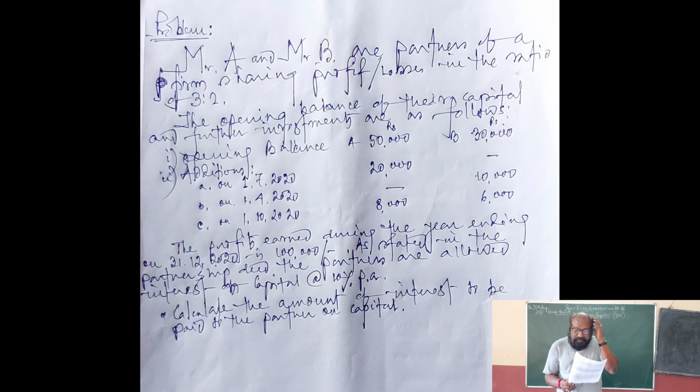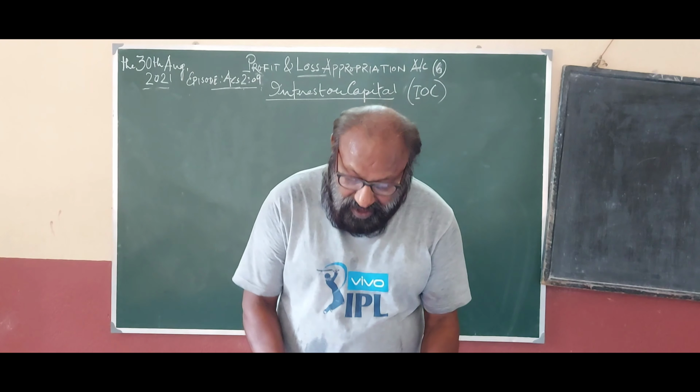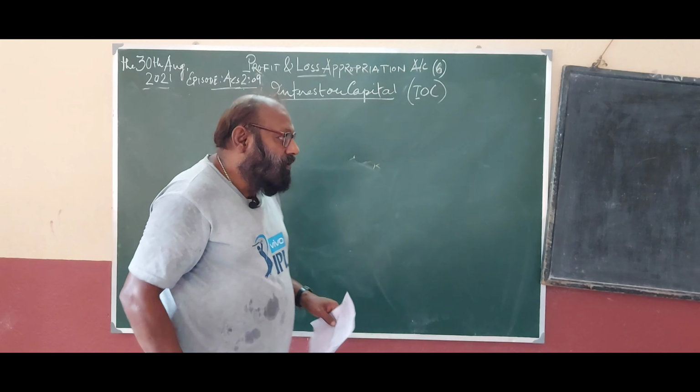The next part: the profit earned during the year ending on 31/12/2020 is rupees 1 lakh. As stated in the partnership deed, the partners are allowed interest on capital at the rate of 10% per annum. Calculate the amount of interest to be paid to the partners on capital. So friends, this is the problem. Now the problem is with you.